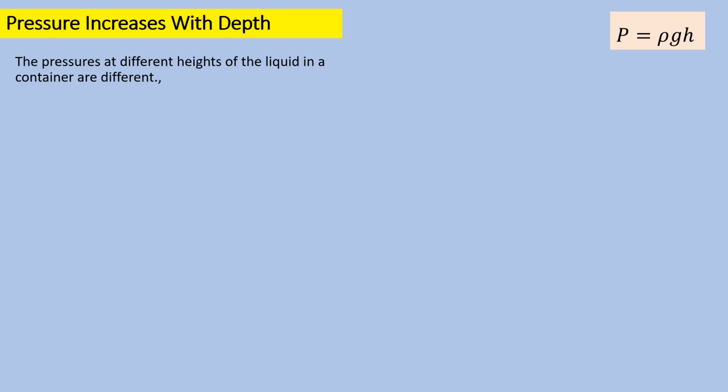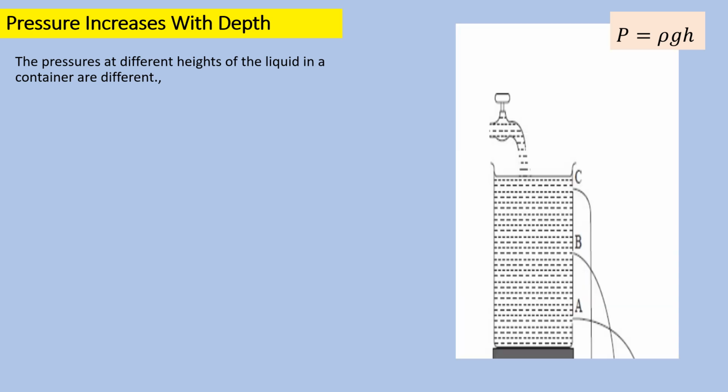So still having the same diagram, we'll look at the pressures at different heights of the liquid in a container, and now we harmonize that with the equation that we've derived to see how pressure varies with depth. So this is the same diagram, and we are saying that pressures at points A, B, and C are different because the heights are different. Simply, the height makes the difference because density is the same and acceleration due to gravity is the same if the liquid used is the same.